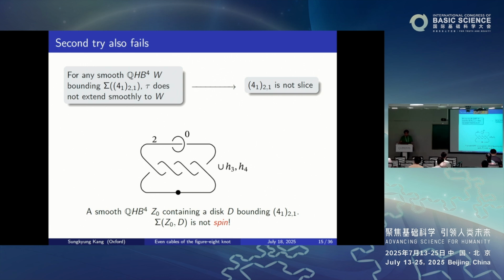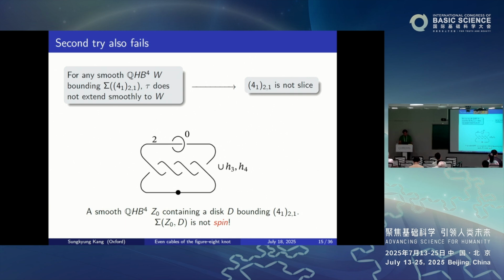So for your given knot K, if your branch double cover bounds a smooth rational homology 4-ball, so if your knot is sliced, then it bounds a rational homology 4-ball where the deck transformation extends to a smooth diffeomorphism. Which means that if you can show that the deck transformation doesn't extend smoothly for any rational homology 4-ball filling of your branch double cover, then it follows that your knot is not sliced. And again, this strategy fails again.